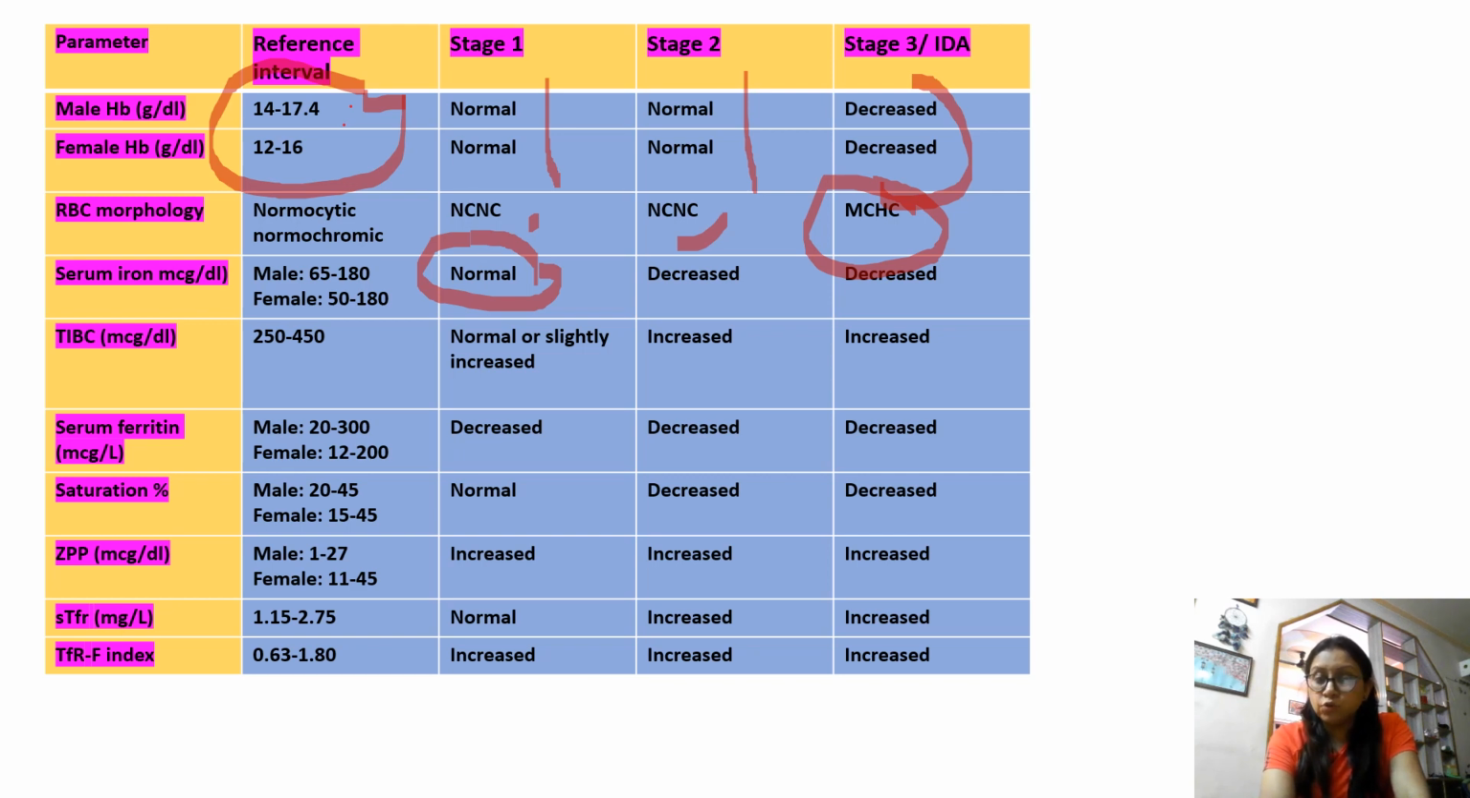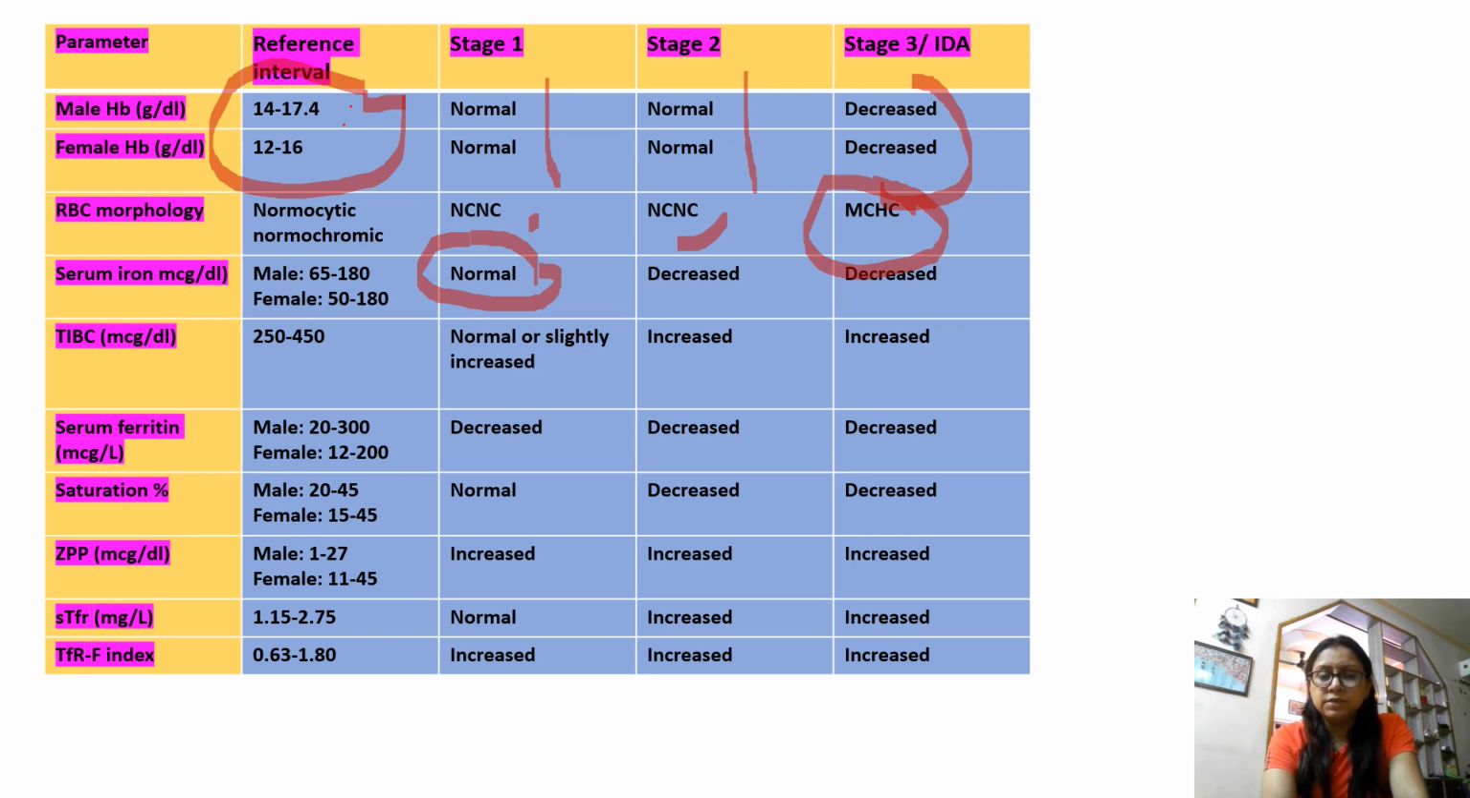Serum ferritin, storage iron, is decreased all throughout stage 1, 2, 3. Normal levels also you should know. Serum ferritin should be 20 to 300 microgram per liter in male and 12 to 200 microgram per liter in female. So please be well versed with your units.